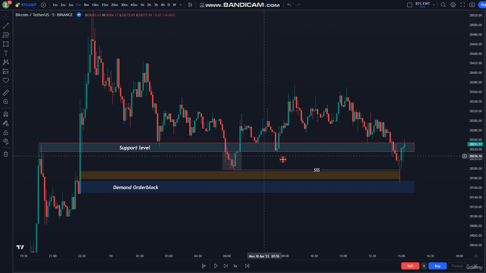So you often get deviations with these levels. It doesn't mean the level is invalid, it's just occasionally price will fall through and quickly recapture. It's a deviation from the path that it's been on, okay. So we have this liquidity level down here, and what we also have is an unfilled fair value gap, an unfilled imbalance zone down here, and we have a demand order block, okay.